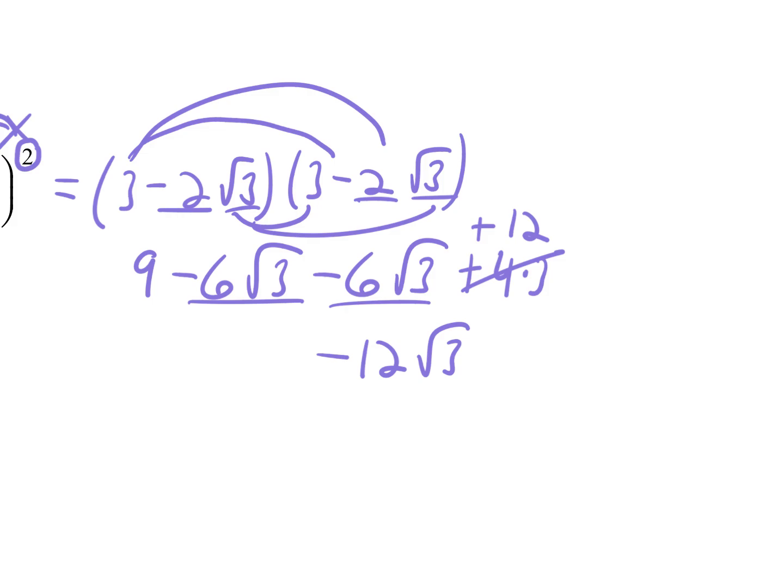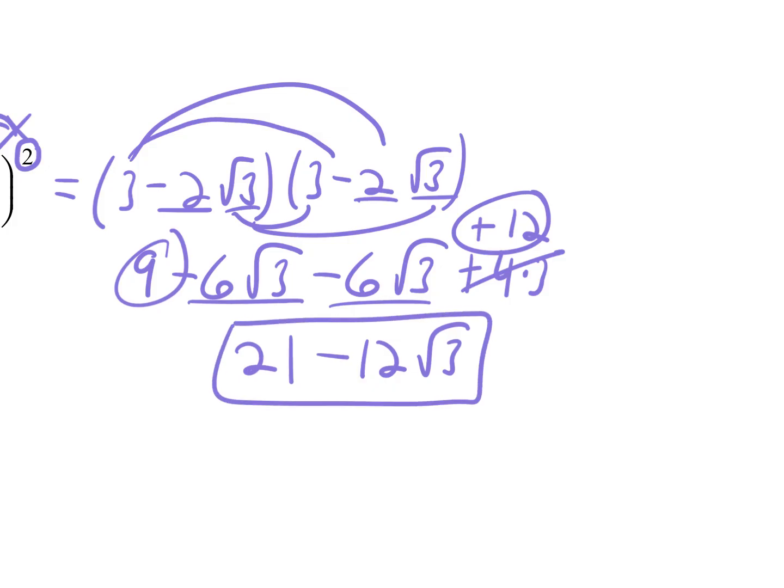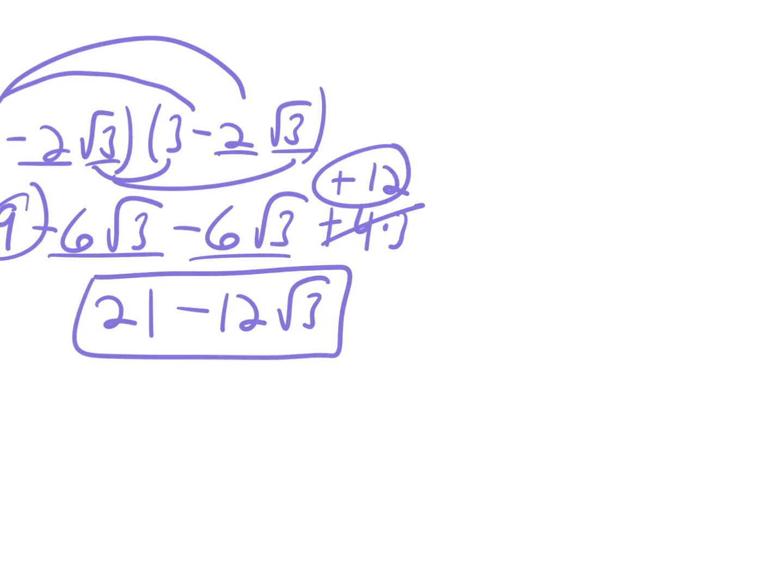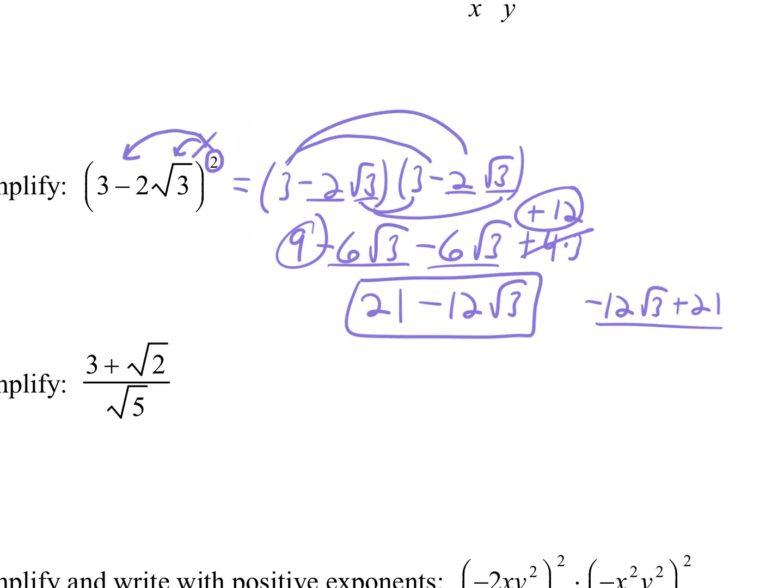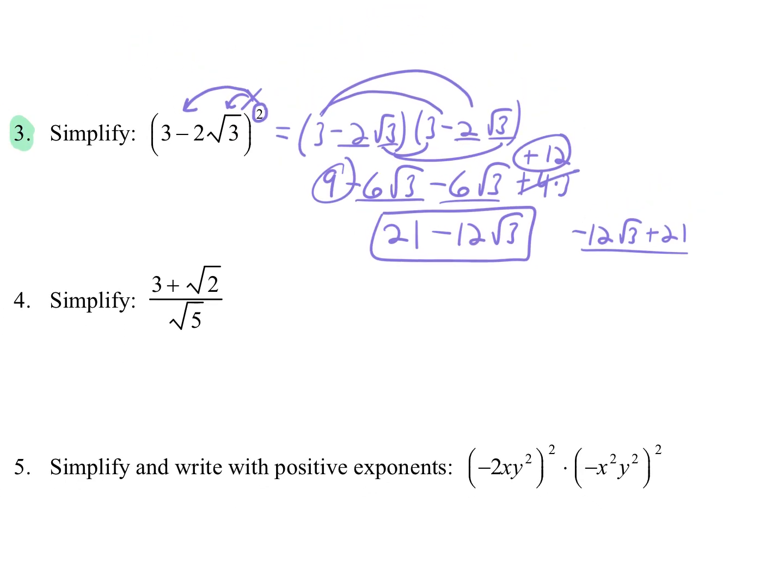What else can we combine here? 9 and 12. Good, right? So 9 plus 12 is going to get you 21. And then this would be your final answer. A note on the order, maybe you guys did the radicals first and you did -12 square root of 3 plus 21. That's fine. I don't really care what order they're in as long as the signs are consistent, right? Make sure that the radical is the one that's negative. All right, so be super careful with that one.